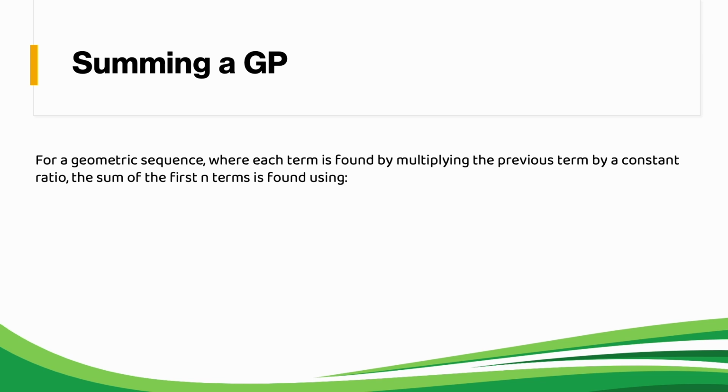Now we move on to summing a geometric progression. To revise, we know that a GP is given by terms which are separated by a common ratio. As such, summing a geometric series involves two different formulae similar to that of an AP.